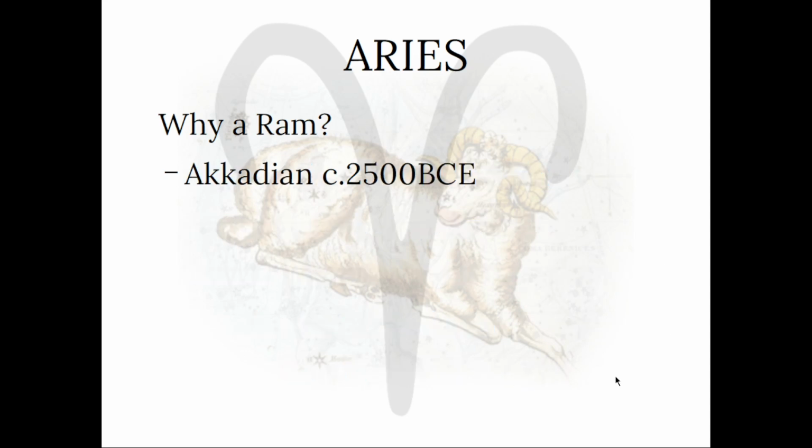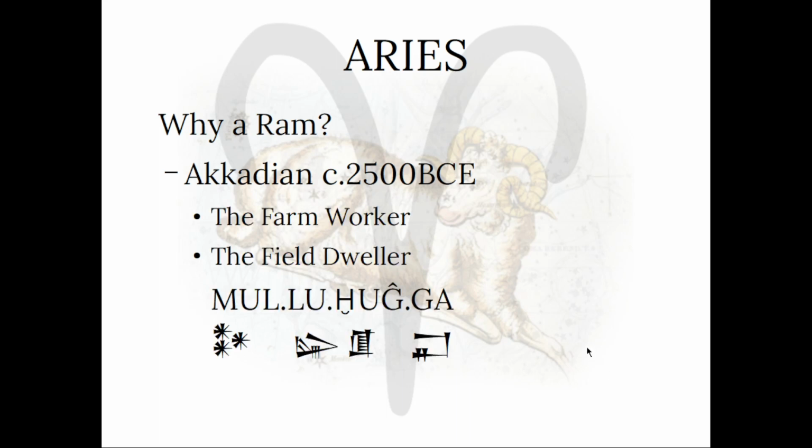But we can go back even further. We can go and ask the Akkadians in 2500 before current era. They called the constellation the farm worker or the field dweller, and this is a representation of this sequence of cuneiform glyphs. Let's have a look at the farm worker and the field dweller.